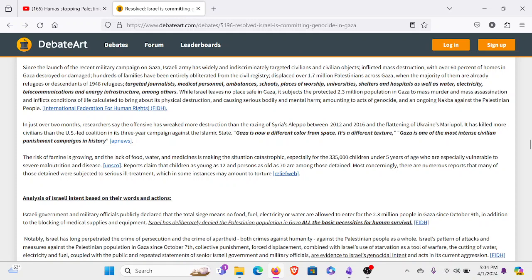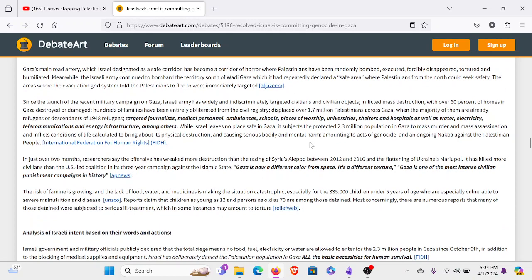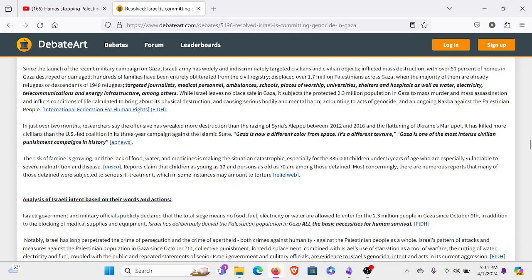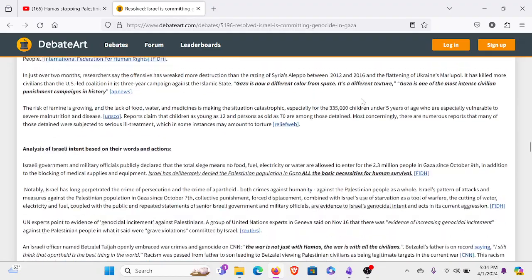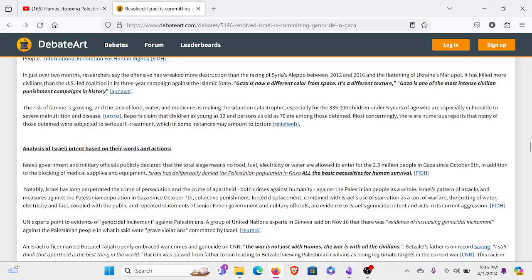"Israel leaves no place safe in Gaza." We've already shown that wrong when we addressed Al Jazeera's bullshit. "Mass murder, assassination, inflicts conditions of life calculated to bring about physical destruction and causing serious bodily and mental harm, amounting to acts of genocide." Untrue. So you haven't proven shit here. You proved that civilians get in the way sometimes of bombs.